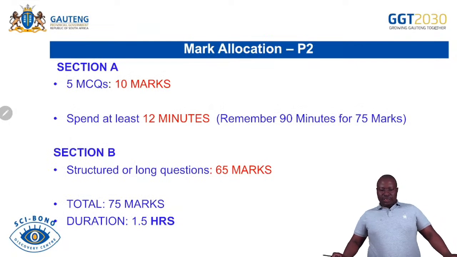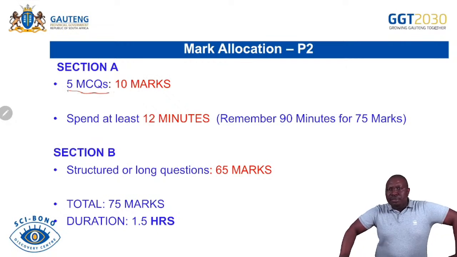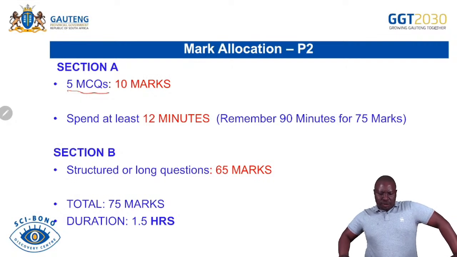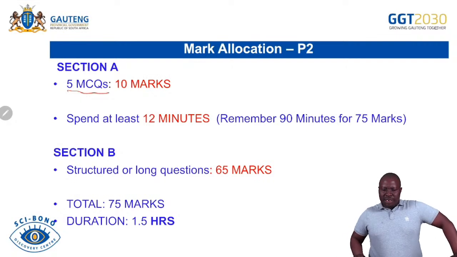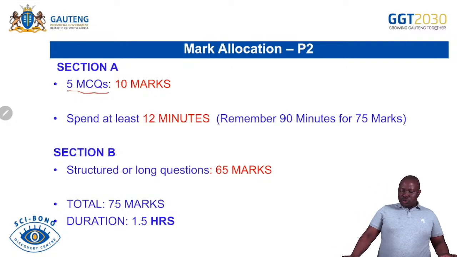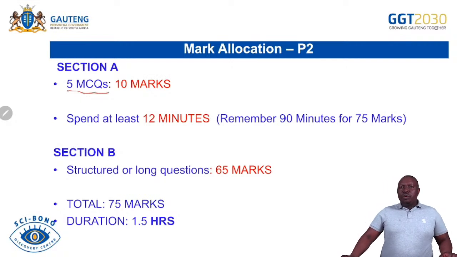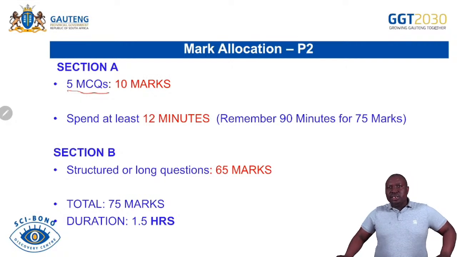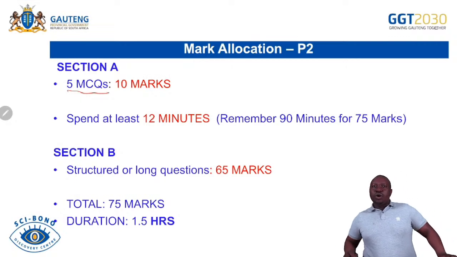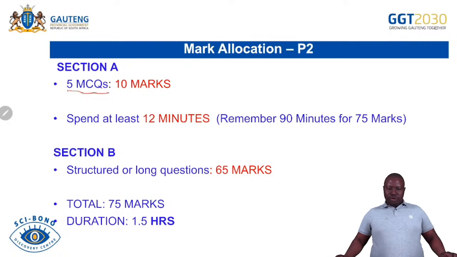As I indicated on the structure of the paper, we had 10 marks, which was 5 multiple choice questions. For each 1 mark, you can spend around 1 to 1.2 minutes, so you have about 12 minutes to spend on multiple choice questions. Remember, you can expect matching columns or one-word questions in section A as well. It's not only multiple choice questions.